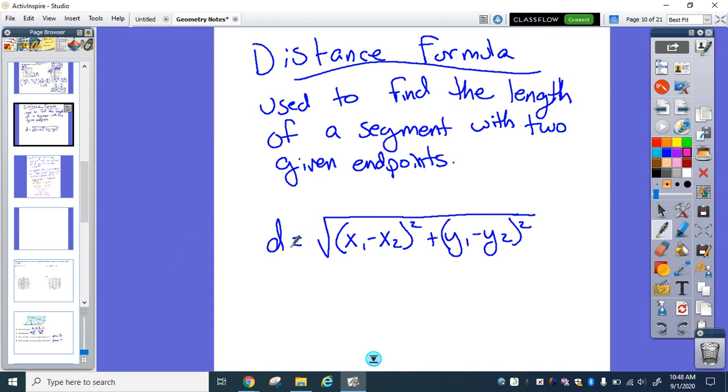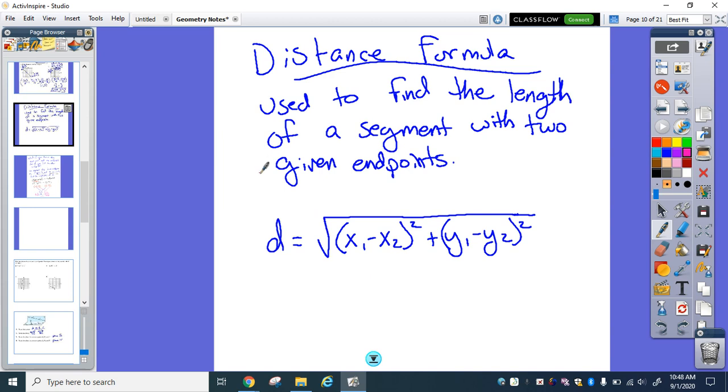So the distance formula is equal to the square root of x1 minus x2, the quantity squared, plus y1 minus y2, that quantity squared. So if you think about the steps that you're going to need to do, steps to solve for distance formula, sorry for the background noise.